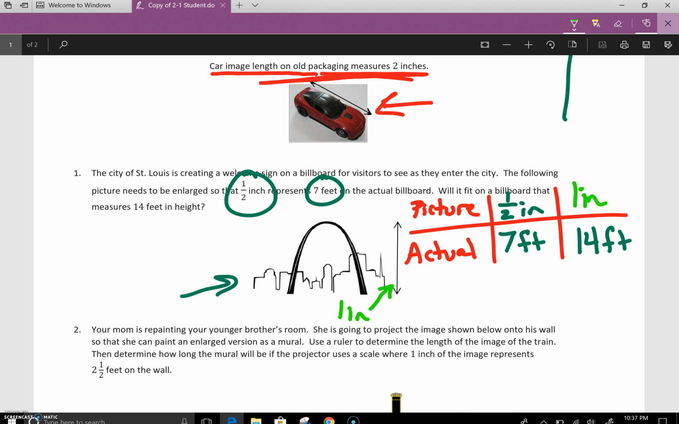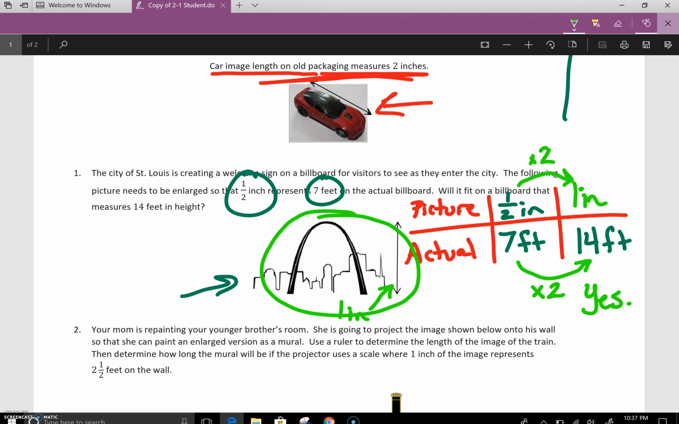So we're going to ask ourselves, how do you get from 1/2 to 1? You multiply it by 2. Would that give you the same result here? Do you multiply by 2 to get 14? The answer is yes. So would this scale drawing fit on a 14-foot billboard? Yes. Because every 1/2 inch represents 7 feet. So if this is 1 full inch in height, that would be 14 feet in real life.